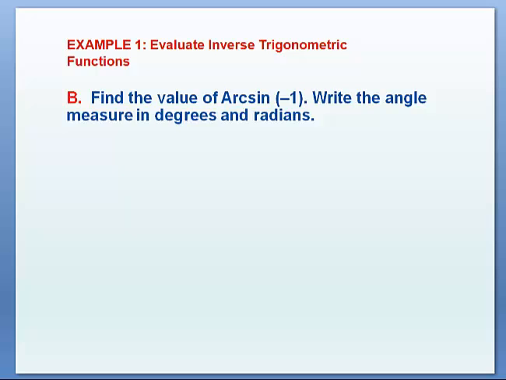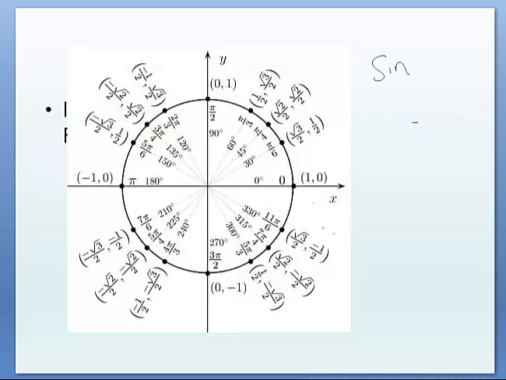Find the value of the arc sine of -1. So the value of the arc sine of -1, that's another way of writing sine to the -1 like this. So what is the angle? That's what it's asking. So I'm trying to find the arc sine of -1.